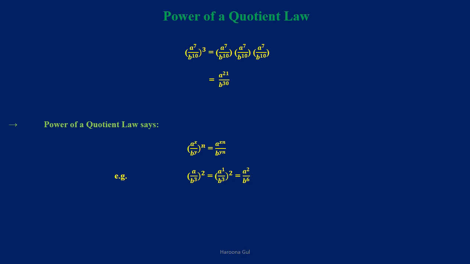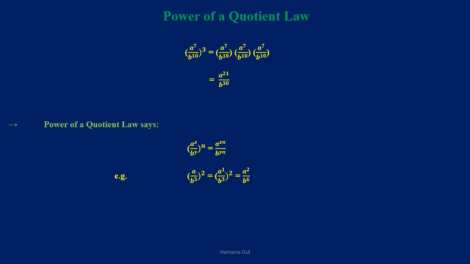Now last but not the least, we are going to discuss the power of a quotient law. It basically deals with fractions. For example, if we have an expression a raised to the power 7 over b raised to the power 10, the whole raised to the power 3, what we are going to do to simplify it is write the expression a raised to the power 7 over b raised to the power 10 3 times. And we're going to add the exponents, and we're going to get the answer as a raised to the power 21 divided by b raised to the power 30.